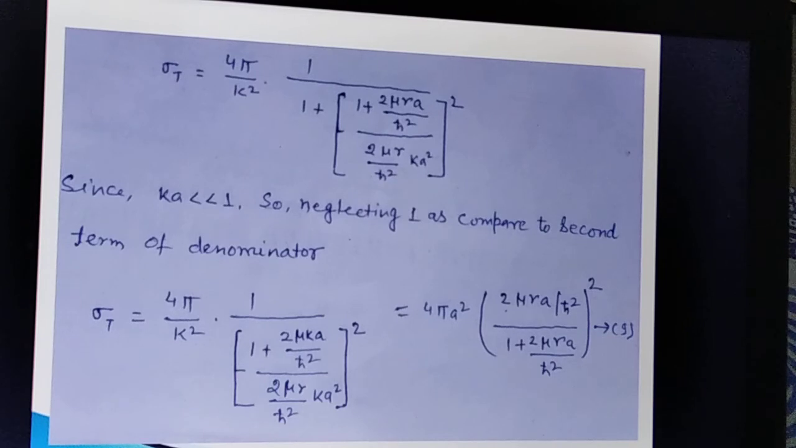Because again ka is much less than 1, so we can neglect 1 as compared to the second term of the denominator of the above equation, and then we have sigma t equal to 4 pi a square into 2 mu gamma a over h cross square over 1 plus 2 mu gamma a over h cross square. This is your equation number 9.